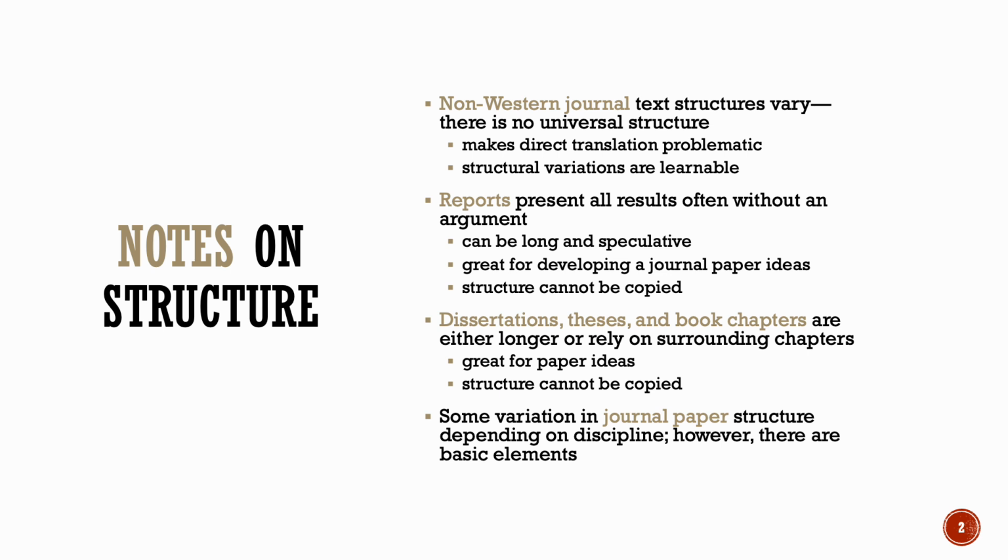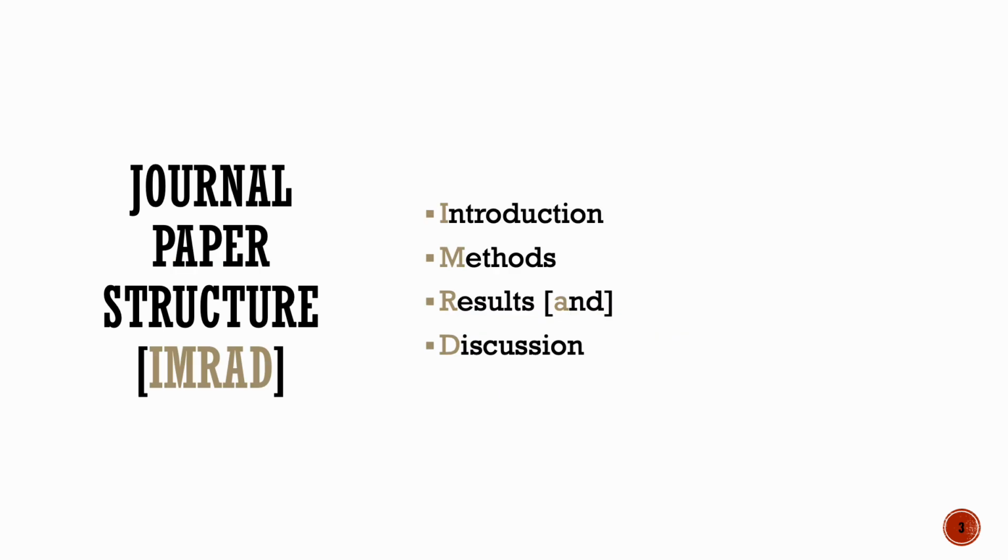There is some variation in journal paper structure depending on the discipline. However, there are basic elements that remain the same. The most commonly used journal paper structure is referred to as IMRAD. This comprises an introduction, methods, results, and discussion sections. So results can also be called findings, and I often refer to them as that. So just consider them interchangeable.